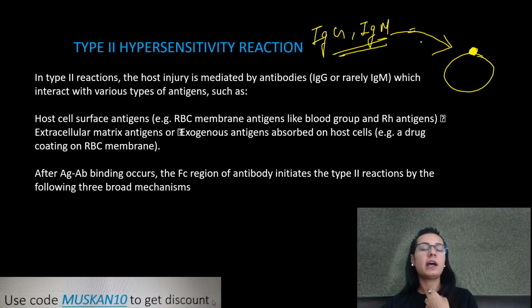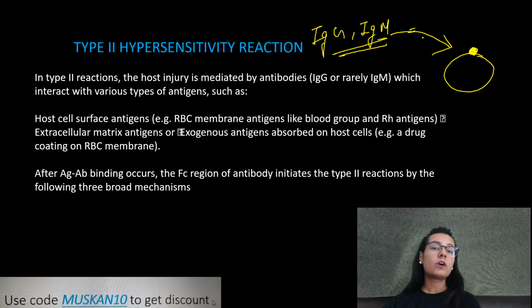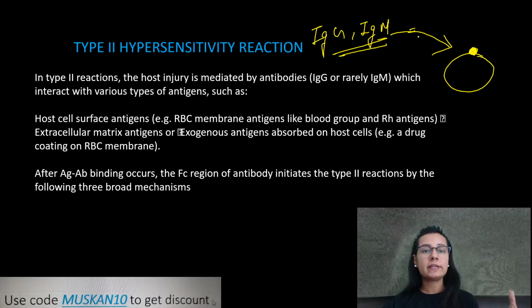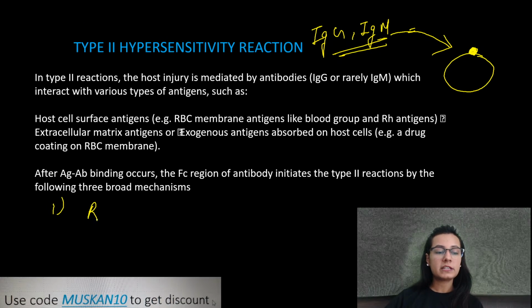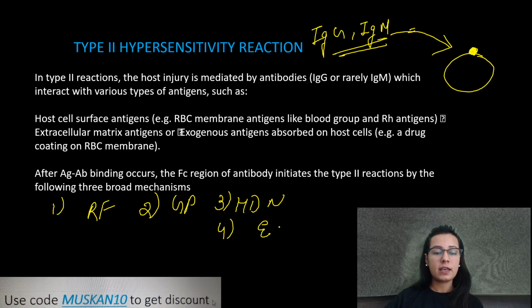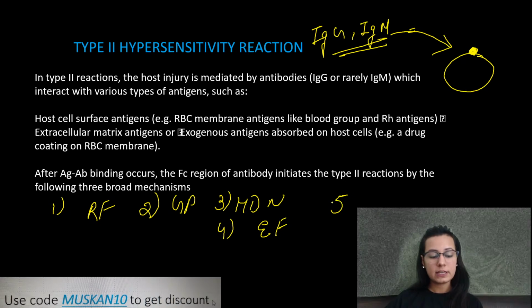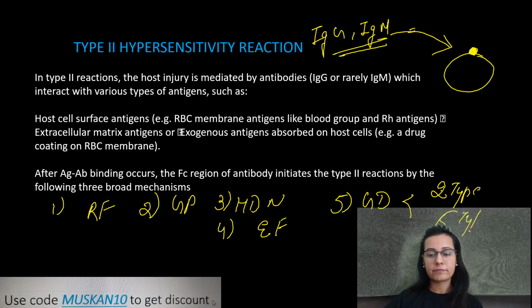Complement system, because IgG and IgM were activating what? Complement system, and causing what? The membrane attack complex and the autoimmune reactions. And what were the examples that we saw? That is rheumatic fever, Goodpasture's disease, hemolytic disease of the newborn, that is, erythroblastosis fetalis. Besides this, Graves' disease is an example of both type 2 and type 5.